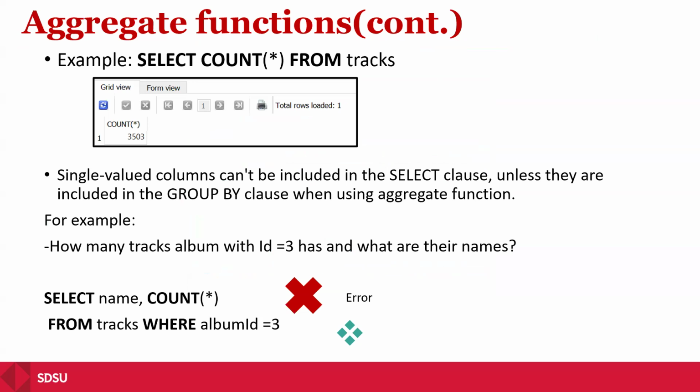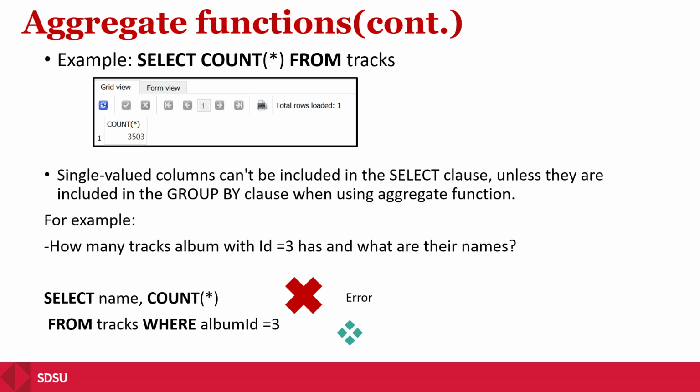Here's an example of the count function. What does the count function do? It brings you the number of records from a table. So if you select count asterisk, it's going to bring you the total number of records from the tracks table.